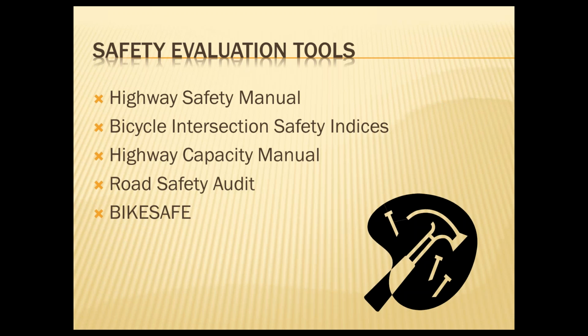In terms of tools to evaluate the safety or performance of our bike facilities, there are 5 here that we'll talk about briefly: the Highway Safety Manual, bicycle intersection safety indices, Highway Capacity Manual, road safety audits, and then a tool called BikeSafe.